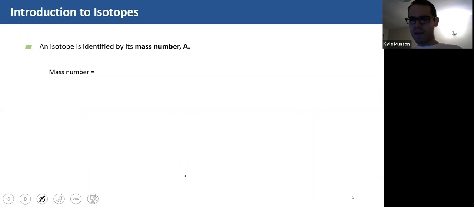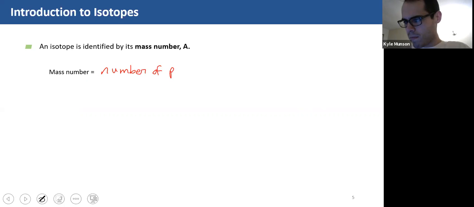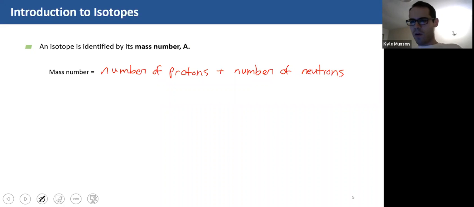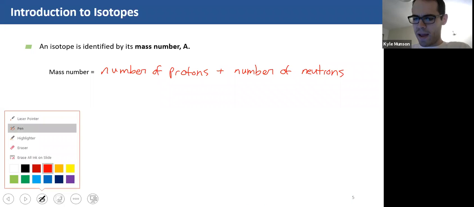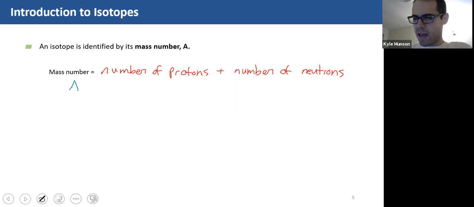An isotope is identified by its mass number. The mass number is simply the number of protons plus the number of neutrons. The mass number uses the symbol A. So you could say A is equal to Z plus the number of neutrons.